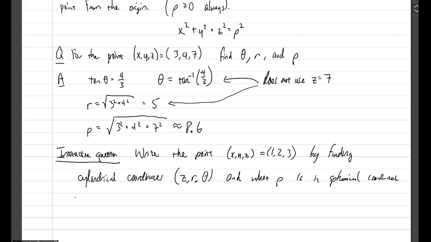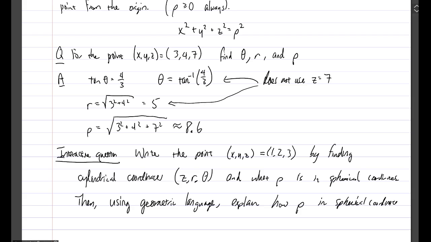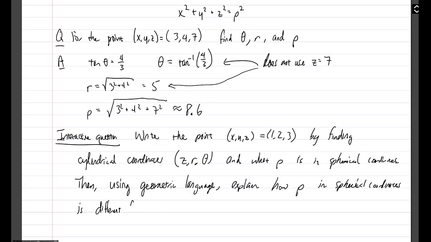And perhaps the more important part of this question isn't just this computation: you may want to consider using your example. Then, using geometric language, explain how rho from spherical coordinates is different from the r that comes from cylindrical coordinates.